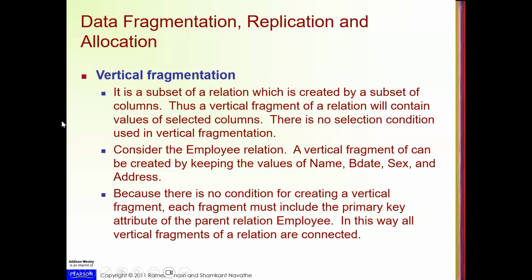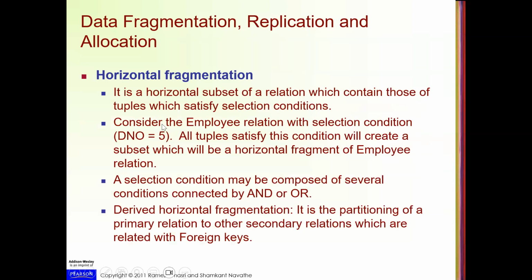So, details about vertical fragmentation, we discussed this. Horizontal fragmentation: now let us see an example. Consider the employee relation with a selection condition. All the records that satisfy this condition will create a subset, which will be a horizontal fragmentation of the employee relation. The selection condition may consist of several conditions connected by AND or OR.